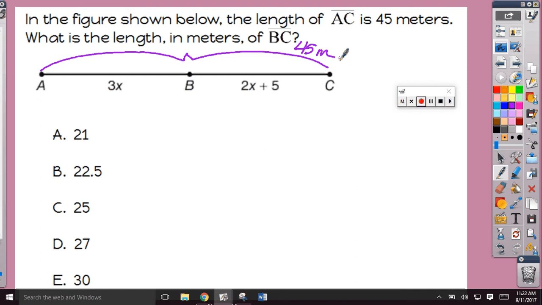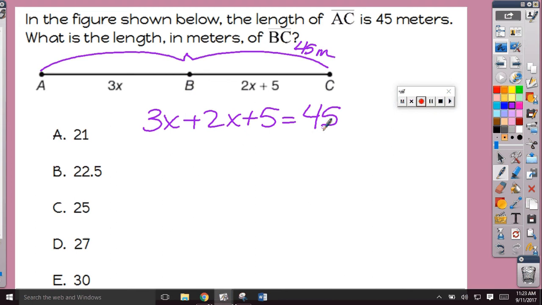Add these two equations together. Why? So it would give us the whole line, right? This piece plus this piece equals 45 meters. So I'm going to take 3x plus 2x plus 5 is equal to 45 meters. Okay, how many of you got this far?